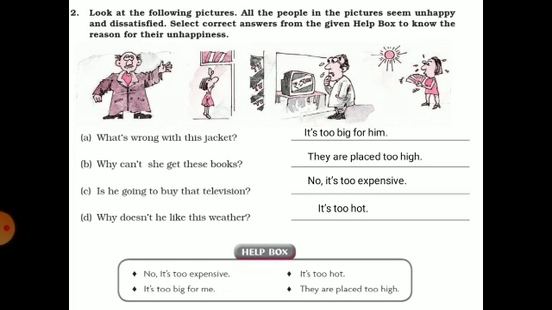Why can't she get these books? Now look at the picture. She's trying, but she's unable to. So why? What would be the reason? They are placed too high. Is he going to buy that television? Now he's seeing the price and he's thinking by looking at the price. No, it's too expensive. Why doesn't he like this weather? Because it's too hot.